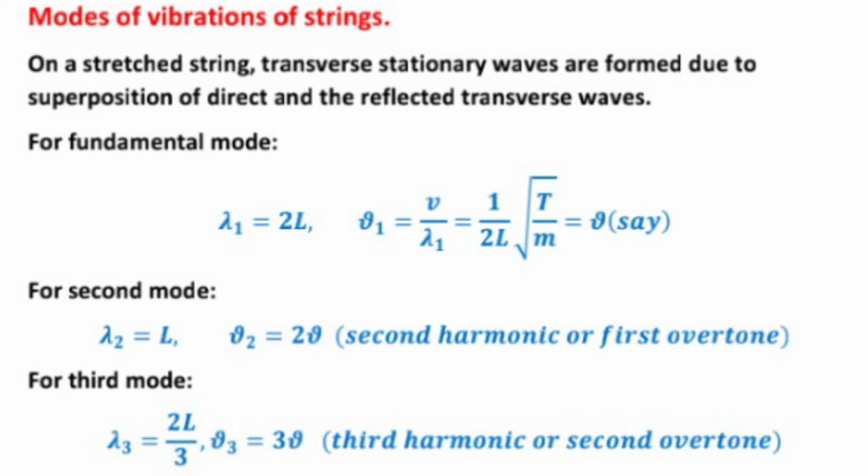For the second mode, lambda 2 equal to L. V2 equal to 2V, second harmonic or first overtone. Lambda 3 equal to 2L upon 3, V3 equal to 3V, third harmonic or second overtone.